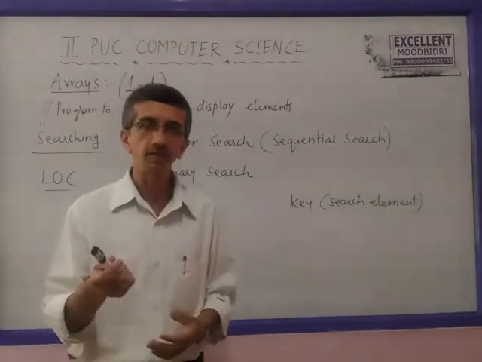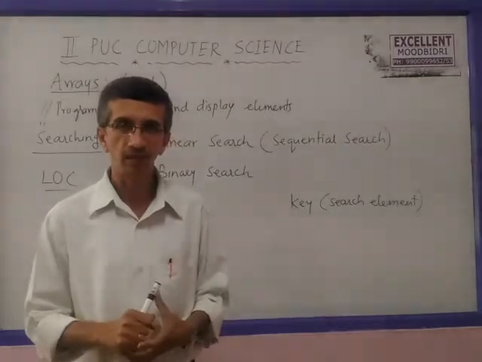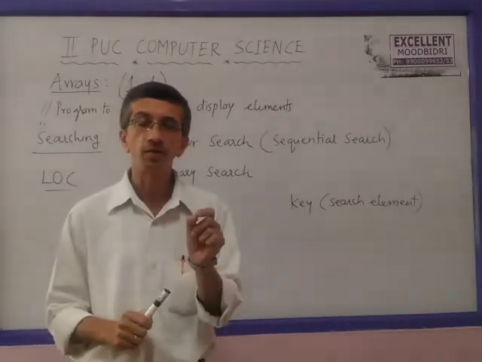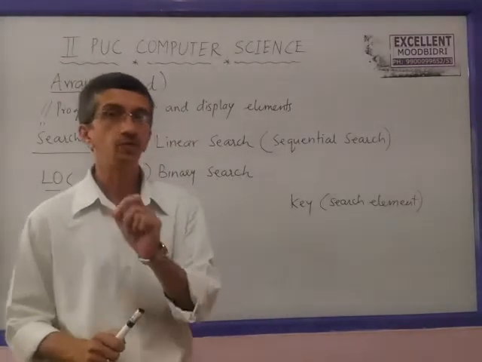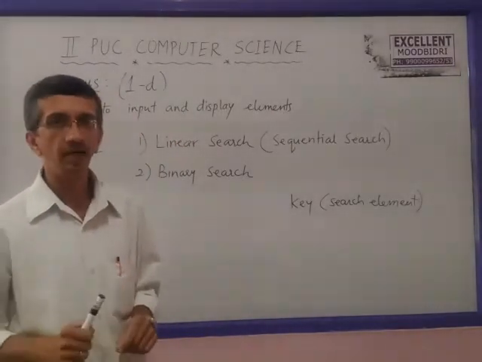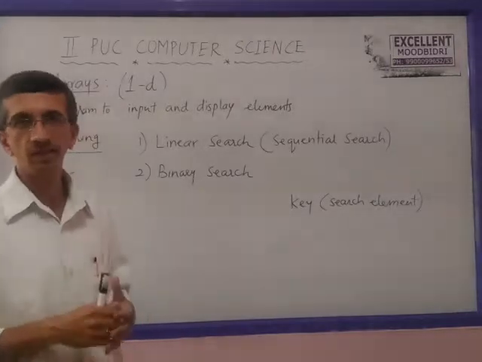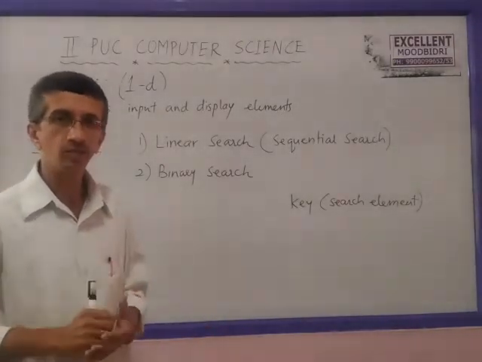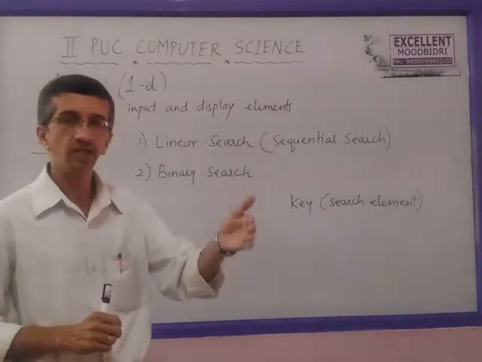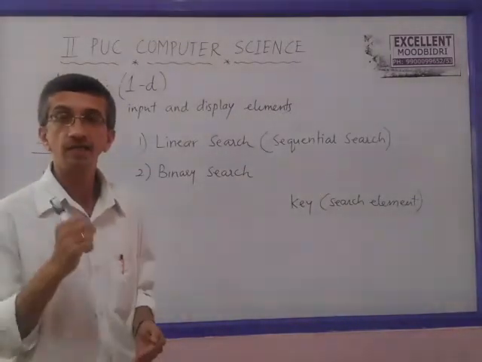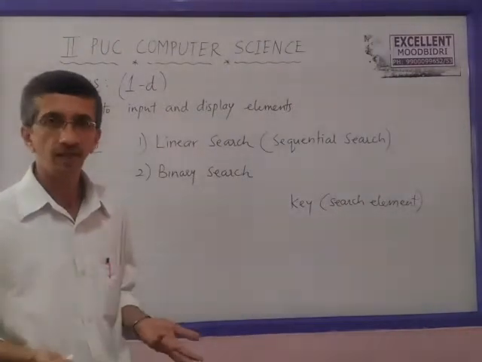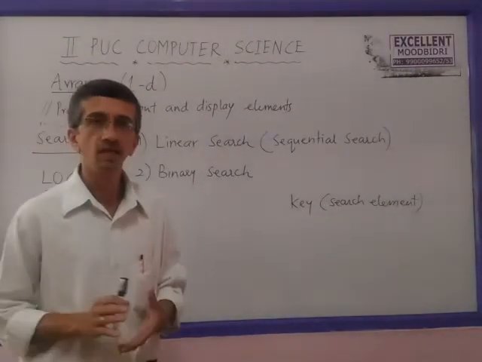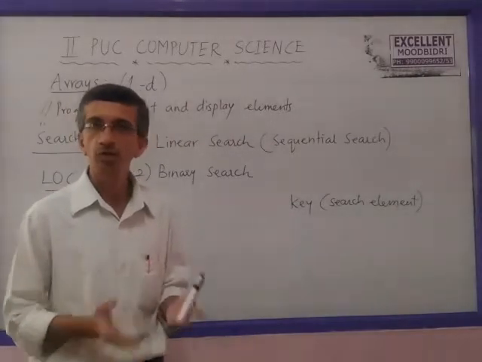So when there is a match between the key item or the search item and any item of the array, then that particular index where the item is found is noted. And further we don't search. The search stops there. In case the item is not found, we go on to the next item until we access the last item. Even then it may not be found. Then we say the search is unsuccessful or the item is not found.